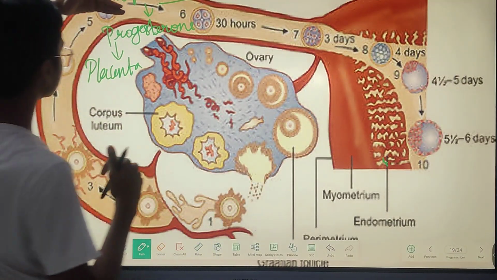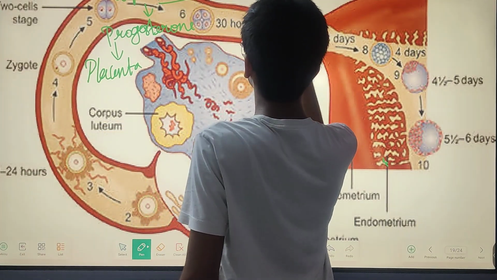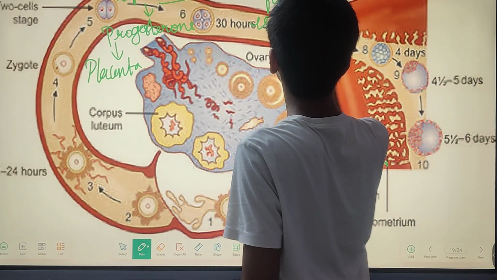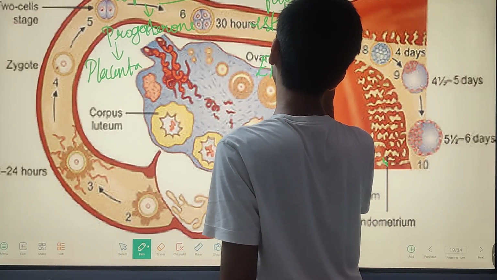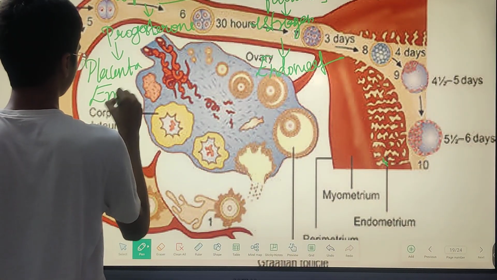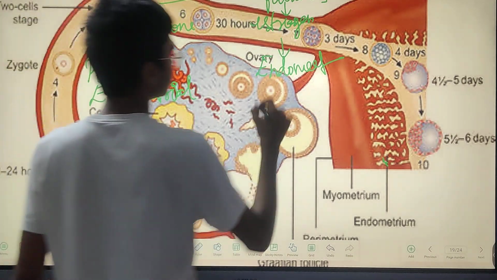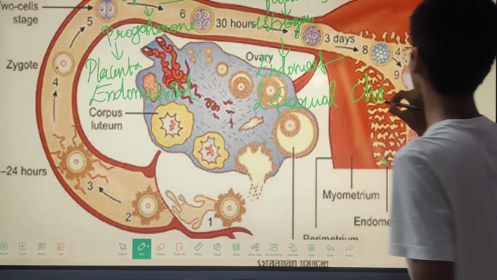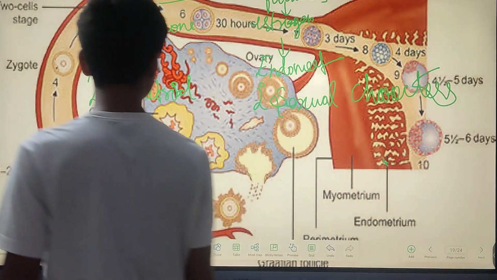It will be producing progesterone and estrogen. Estrogen will be produced by the follicles. This will be actually helping in the endometrial development, and it will also be responsible for the secondary sexual characters.